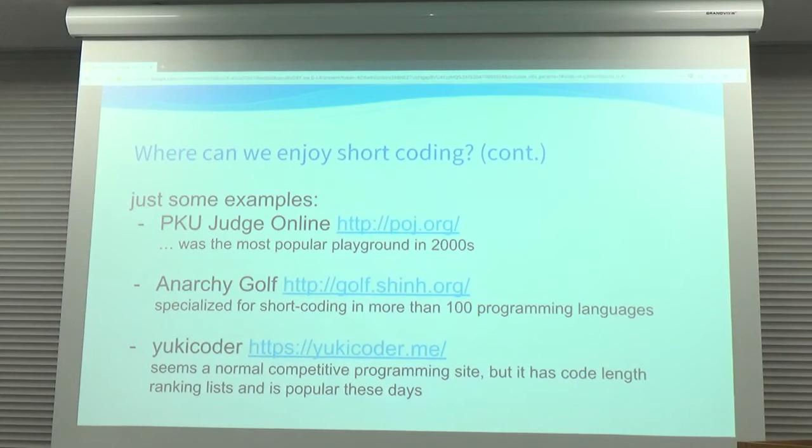And there are several online judge systems, so I'll show three examples. The first is PKU Judge Online, called POJ. It was the most popular short coding playground in the middle of the 2000s. But recently, I think no one is playing.